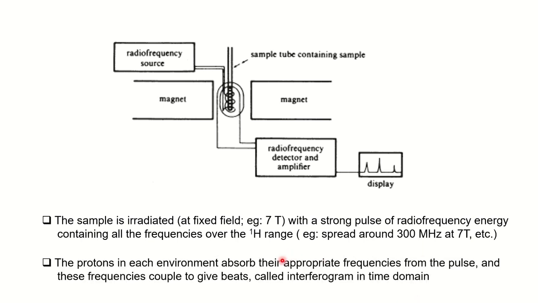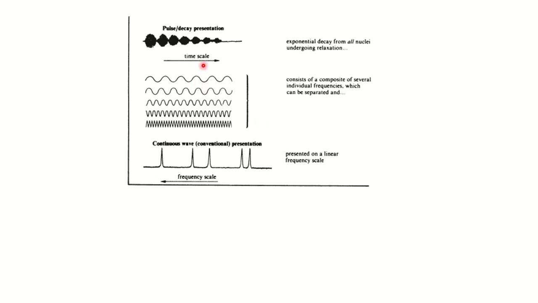You can see the same statement is written here that the protons in each environment will absorb their appropriate frequency from the pulse, and these frequencies couple to give beats, and these beats are called interferogram in the time domain. So you can notice here in this diagram you can see the beats. These beats are called the interferogram pattern, which is a time domain signal. And in this form, you cannot read the spectrum.